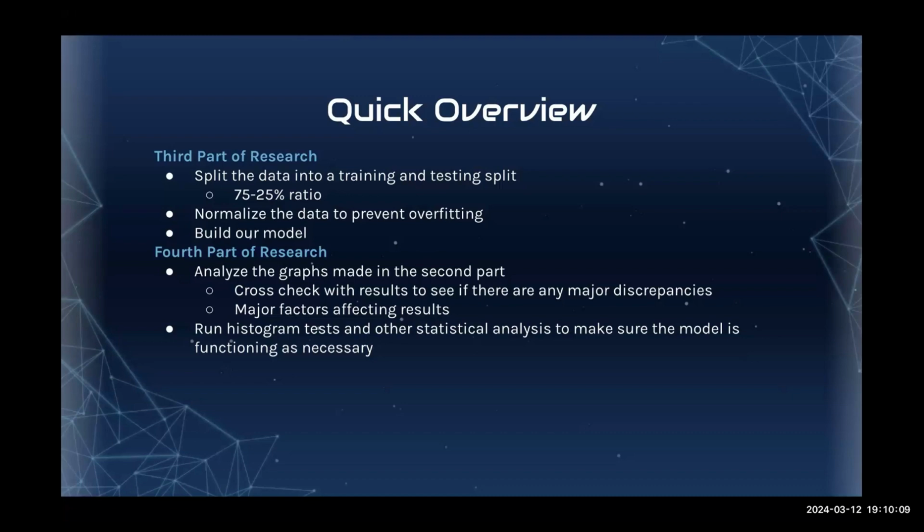We want to double check if there are any major discrepancies and other factors outside of what we want it to affect results. For example, if the resolution is affecting what the results are giving us, then we want to go back to our model, fix that. And then lastly, run histogram tests, other analysis to make sure the model is functioning as necessary. We really want to make sure that the results are based on the actual skin cancer itself, not some outside factor that is contributing to this.